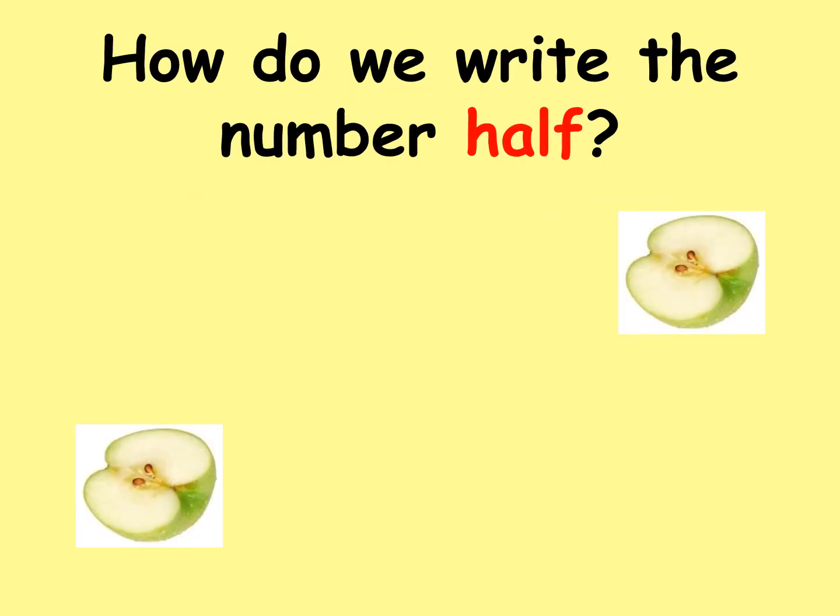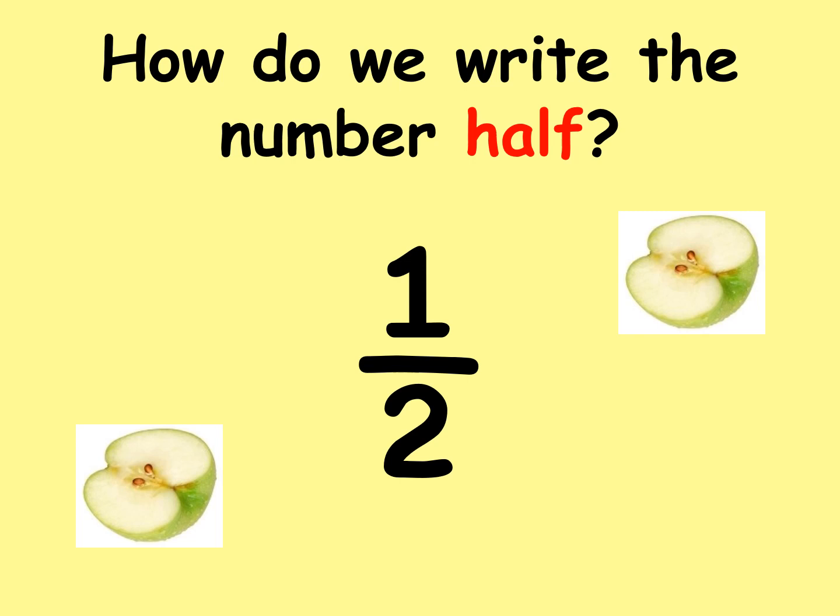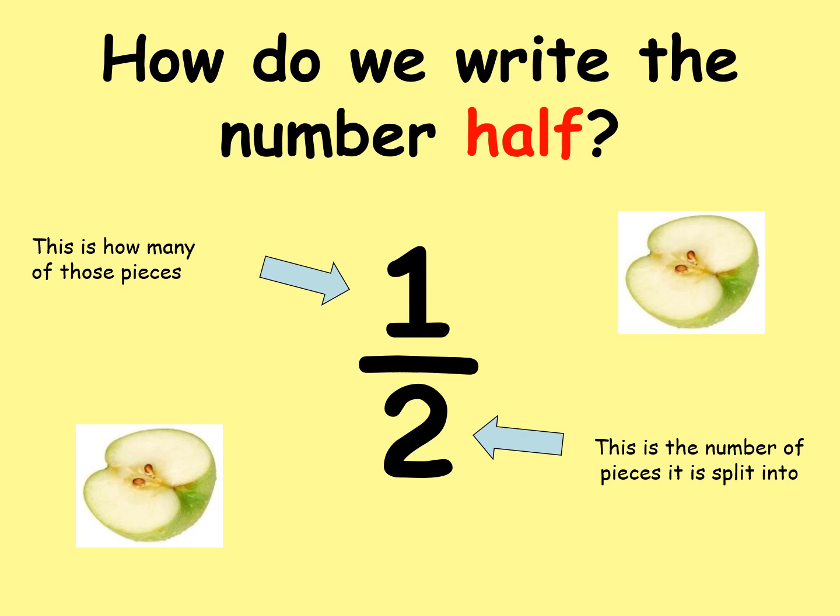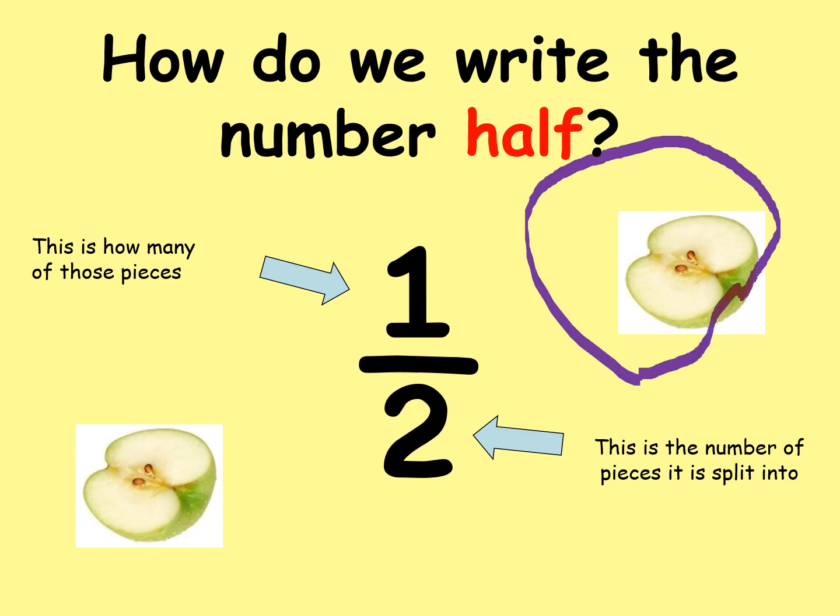How do we write the number half? Simple. 1 over 2. So it's actually 1 divided by 2. So the 2 is the number of pieces it's split into. There's 2 pieces. And 1, this is how many of those pieces. So this is half of the apple because it's 1 piece, but the whole apple is of 2 pieces.